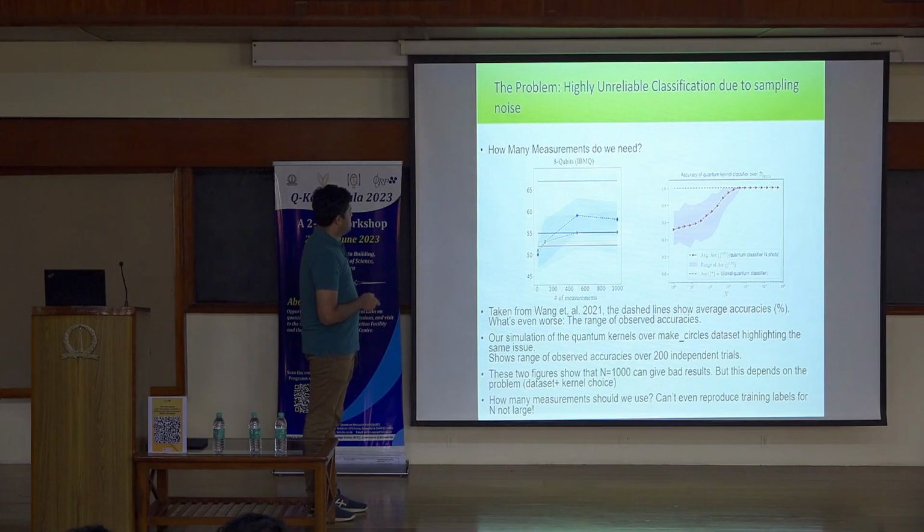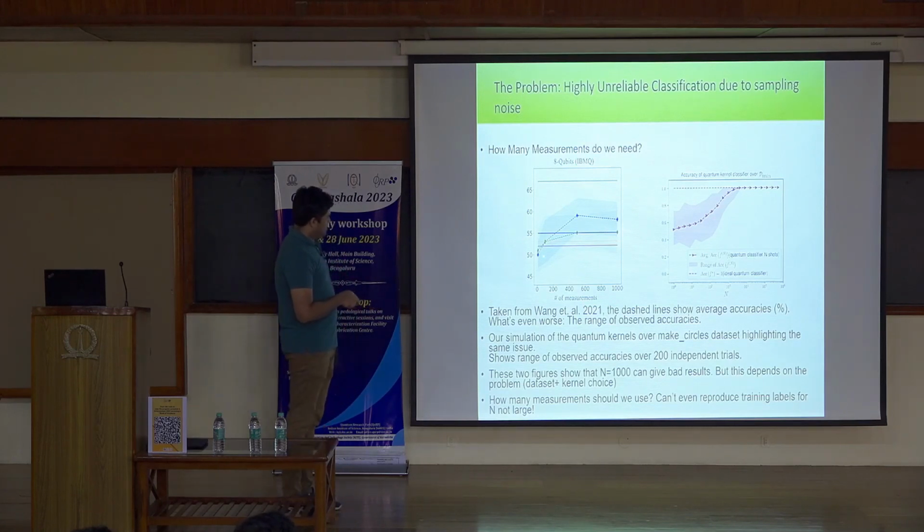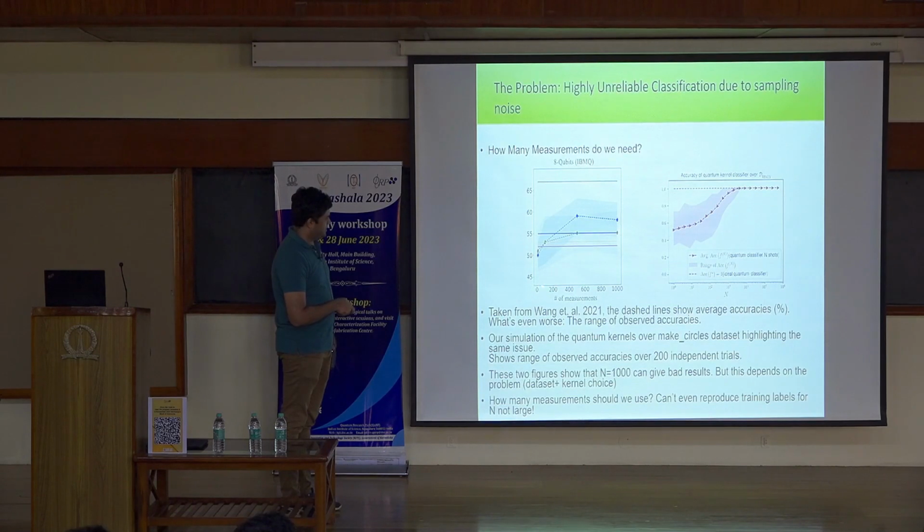Okay, so this paper, for example, right? Look at this. It's reporting the accuracies. There's a huge range over which it can vary. If you do the experiment again and again, you get a huge variation. And they're plotting the average accuracy here, which is also not very high. And here they're doing it as a function of number of measurements.